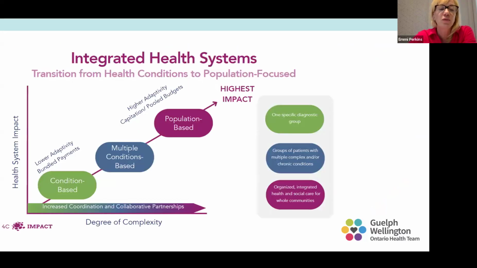So our model is one that considers condition-based pathways and also moves us up the continuum towards a full population health model, whereby we are considering complexity, so those patients with multiple conditions. And really, again, as was discussed in the chat, the chronic disease prevention and management infrastructure to be able to support patients in a streamlined and holistic way who have multiple conditions.